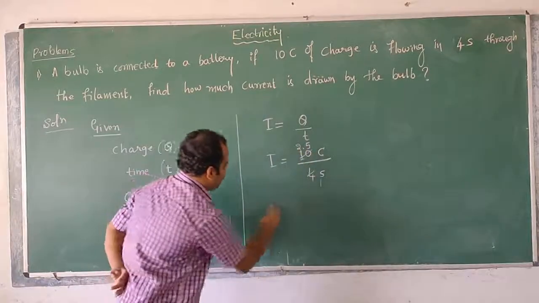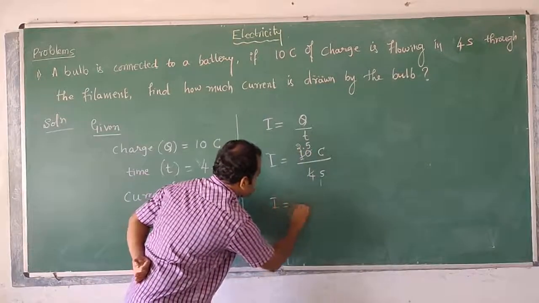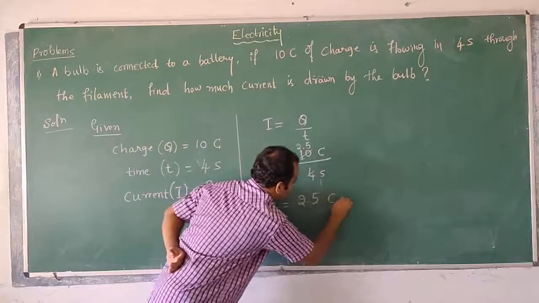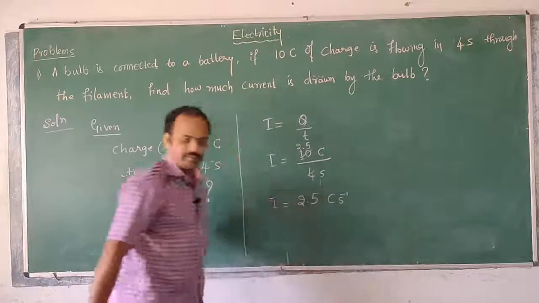Okay, next. So what was I? I equal to 2.5 coulomb per second.